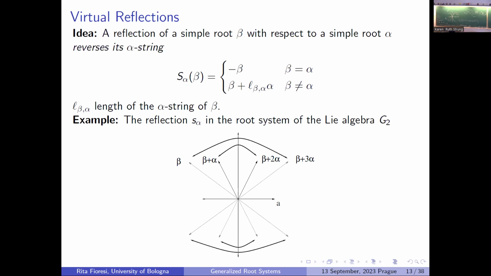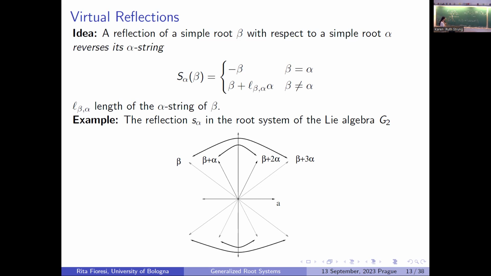You take a simple root, like this one, and then you do a reflection, you reverse the alpha string, okay? So let's look at the reflection sigma alpha, the reflection on the axis orthogonal to alpha. What is this reflection doing? It is switching beta with beta plus alpha.